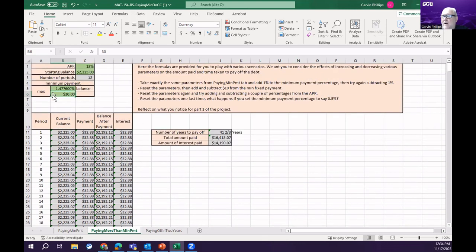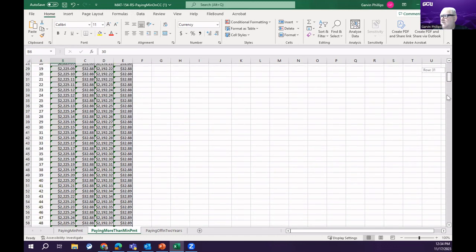You could put, the question is, at what minimum percentage payment would you never make any progress? And technically for me, it would be at 1.4776, which is that's very detailed. It means my payments are pretty much equaling my interest, and I'm really not going to get this paid off. Number of years to pay off, it says 41 and 2/3 years.